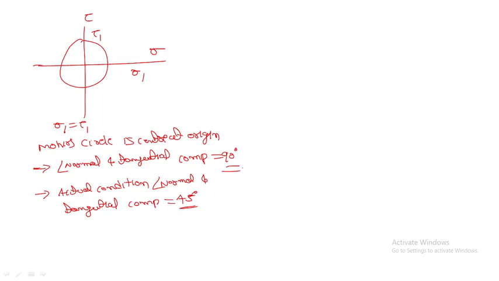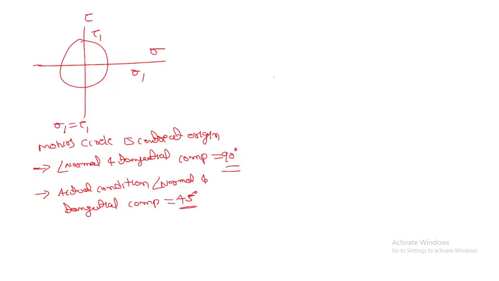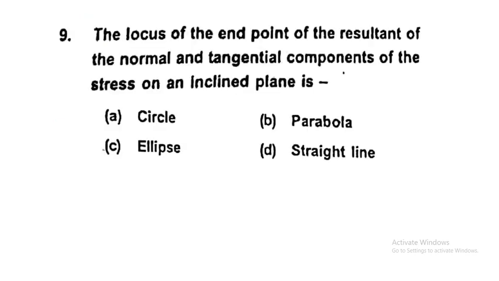So what is the answer for this question? We can say 45 degrees is the answer, because the normal and tangential components of stress are inclined through theta to the direction of force, and that is always 45 degrees. You have to remember this, or else we have another method to calculate it. Next question, we will go to the next question.